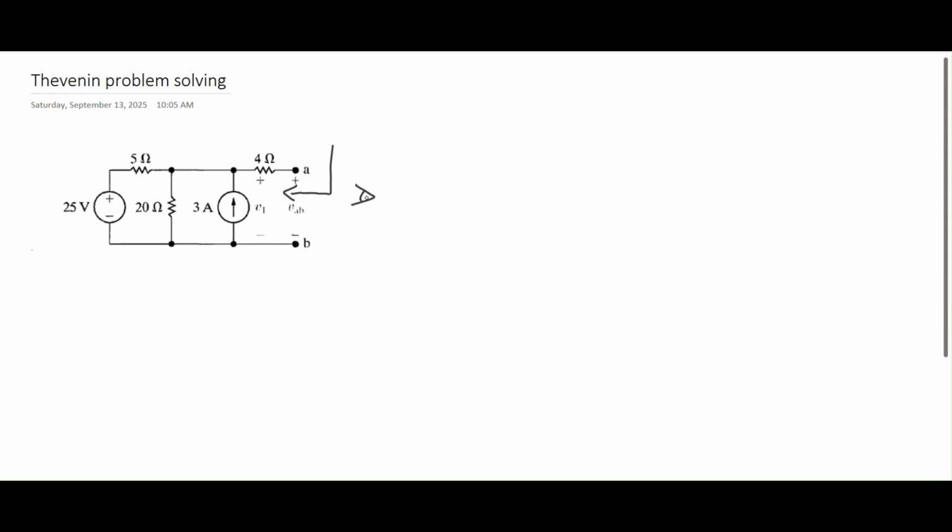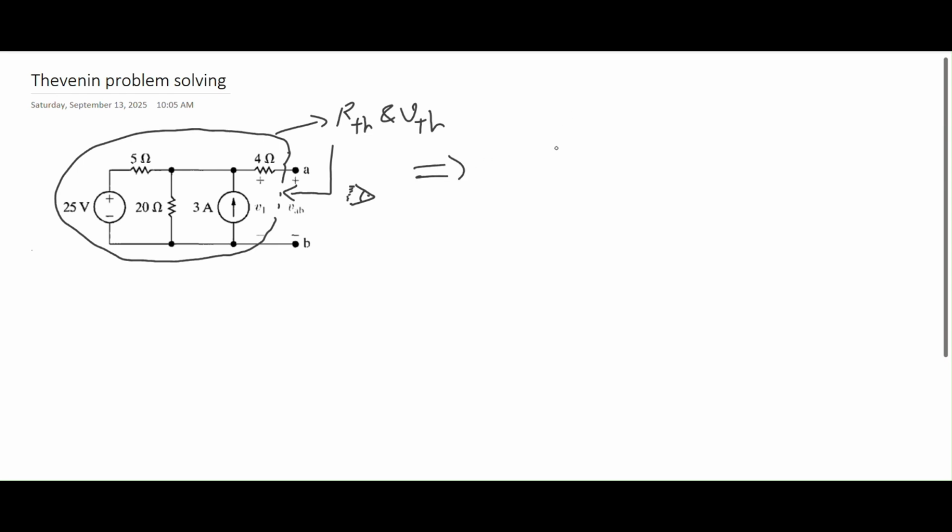So again, I want to see my circuit from this port only. And I want to know if I were to replace this whole part, the internal part of the circuit, with only two elements, R Thevenin and V Thevenin. In other words, I want to just replace all these elements with two elements, V Thevenin and R Thevenin. And then I'm going to see my circuit again from this port.